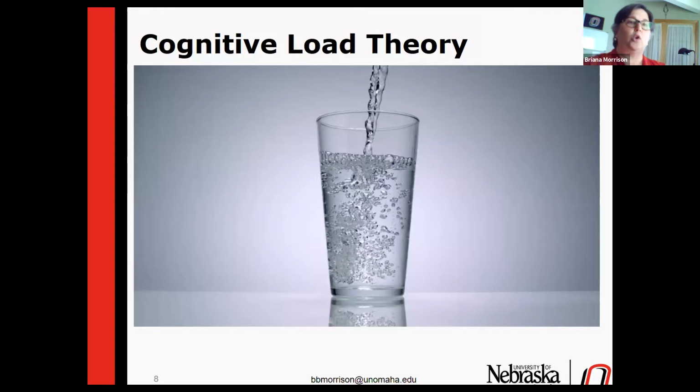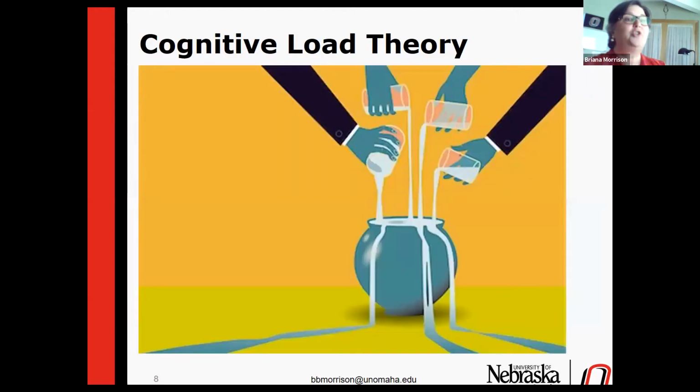So imagine that your working memory is like a cup. As we are receiving all of this information, some of it's flying out of the sensory modes, and some of it's going into working memory, and then we're trying to put all of this information into working memory. It's like pouring information into a cup. However, when you have too much information in that cup, then it overflows, right? And this is what we call cognitive overload.